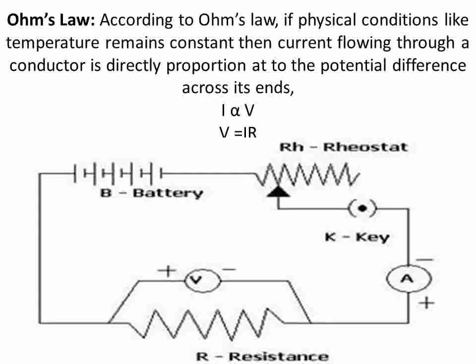Definition of Ohm's law: if physical conditions like temperature remain constant, then the current is directly proportional to the potential difference. I varies as V, or V is equal to IR. Here is the circuit of Ohm's law, in which the battery is a combination of cells connected in series. Another is the rheostat, RH, which has a variable resistance to change the resistance value in the circuit.